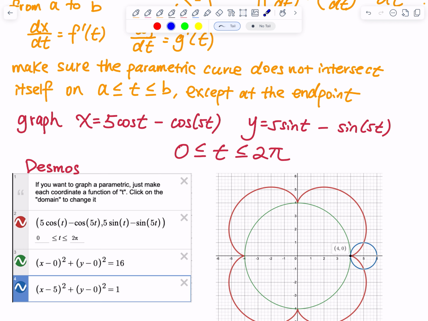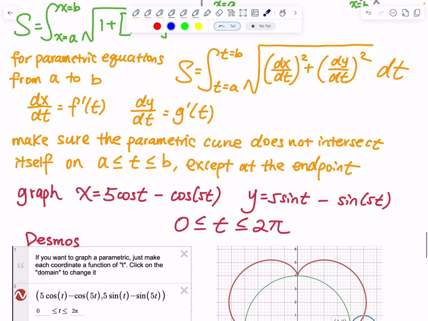So the plan for now is I will just stop the video right there. That is how you graph this using Desmos. In the next video, I will use some screenshots showing you how to graph that on your graphing calculator. And after the next video, I will do the arc length. All right, I will see you in the next video.